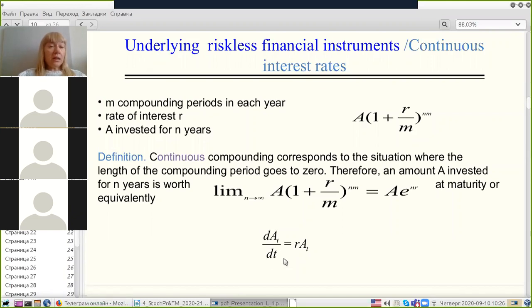On the left side, you see the speed of changing of amount A, yes, dA with respect to dt. And on the right side, you see the product of R and amount A at time t, so it's proportional. You can say that this speed is proportional to the interest rate and amount A at the time t. And how to solve this equation?